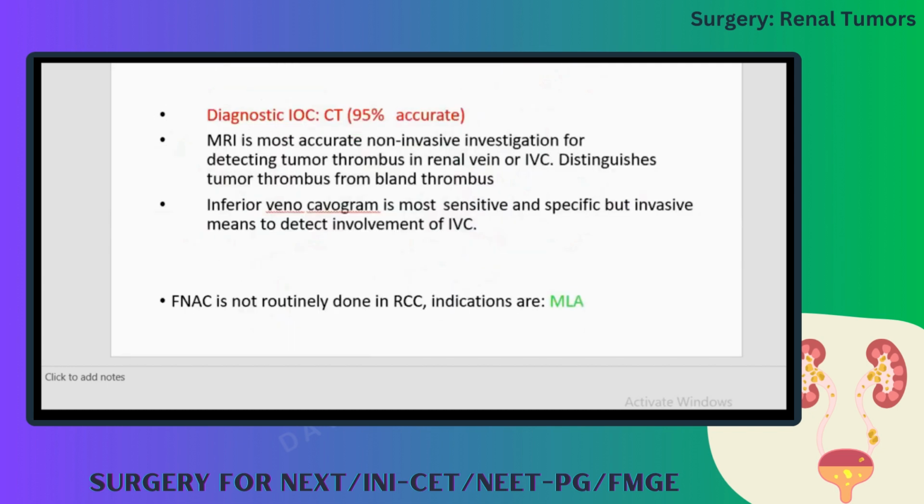These are the symptoms. Then we move on to the diagnosis. Here also the investigation of choice is CT, CECT. Okay?